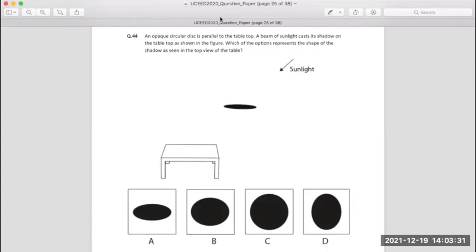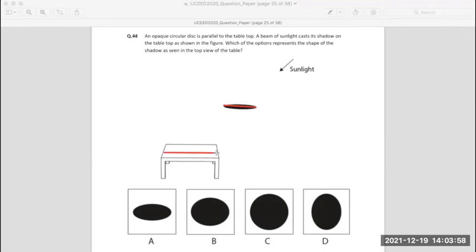Why did you say C? Anyone who has said C? Because the source is a parallel source. Correct. Because the source is a parallel source, and the disc which is placed is also parallel to the tabletop. The disc is placed on a horizontal axis, which is parallel to the tabletop. The disc is not placed at this angle or at this angle or at this angle, but it is placed on a horizontal axis, which is parallel to the tabletop.